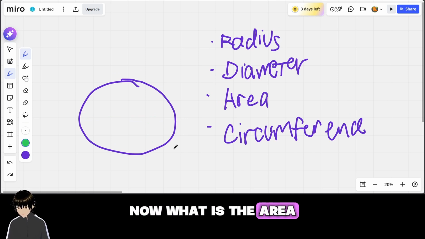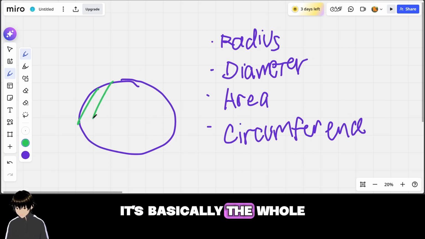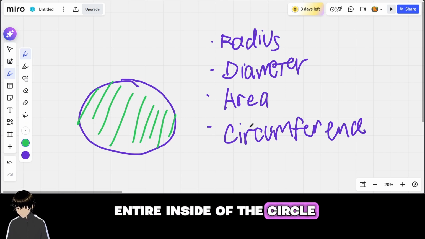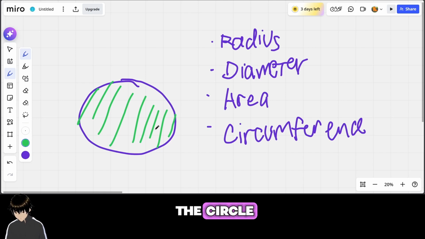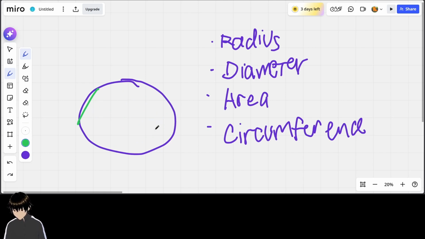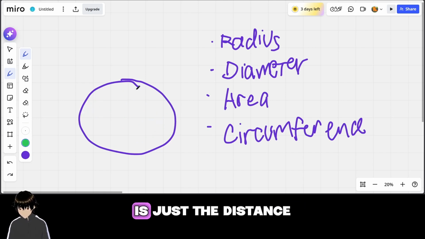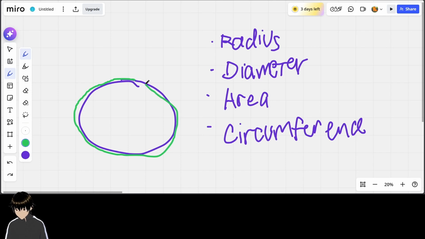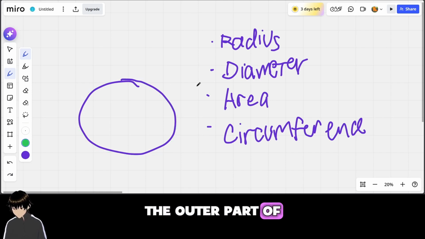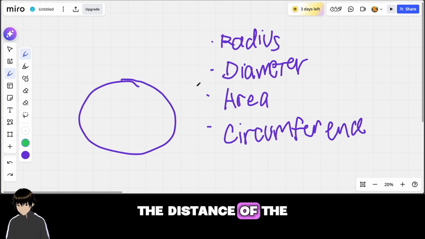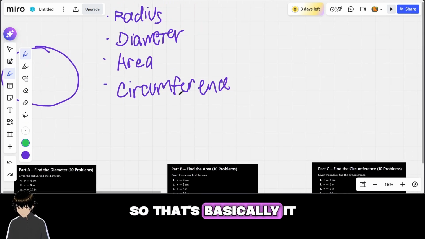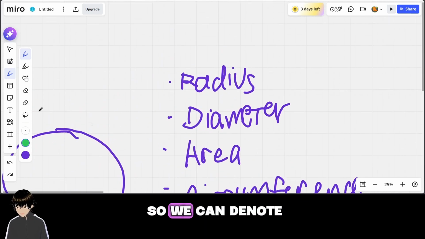And what is the area? It's basically the whole entire internal part of the circle, just the entire inside of the circle. That's the area of the circle. And the circumference is just the distance around, the outer part of the circle. So that's basically it.